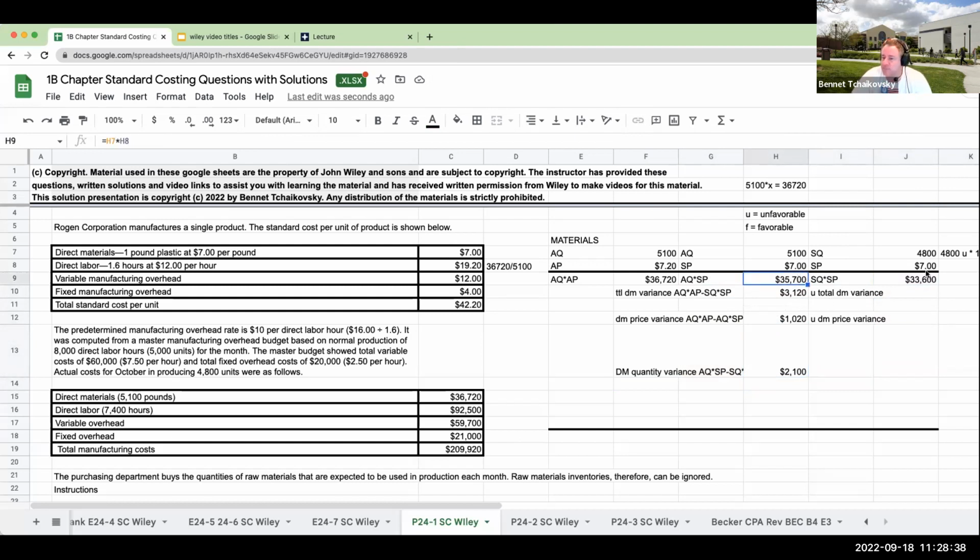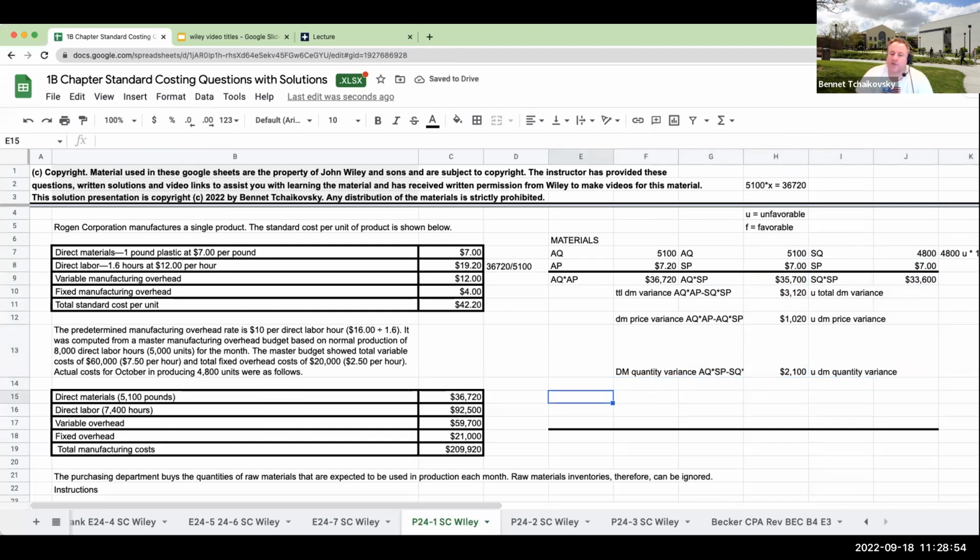So right over here, you've got about a difference of 2,100. Does that make sense? Well, I used more pounds than I should have. So yeah, this is going to be an unfavorable direct materials quantity variance. That's what spell check's for.